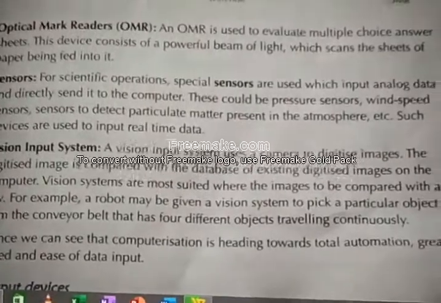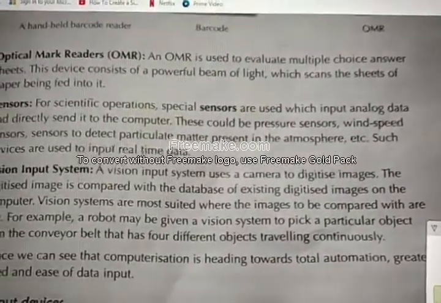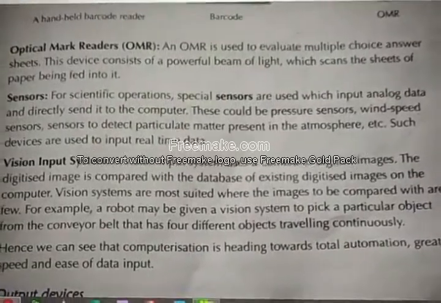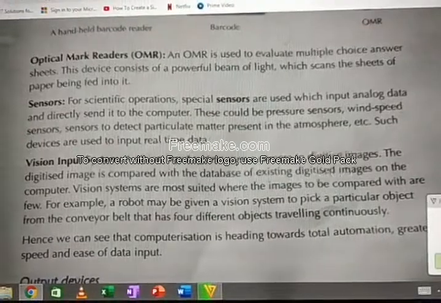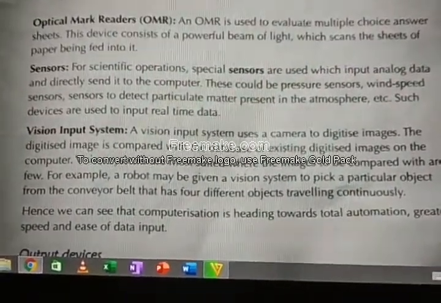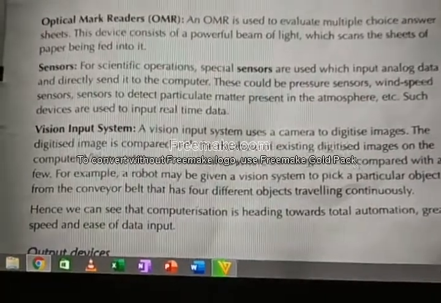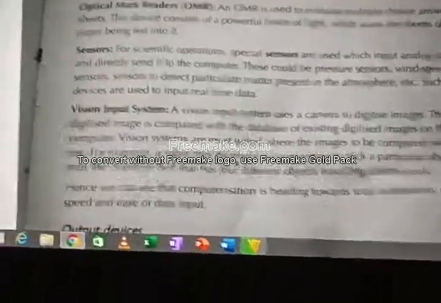Like that, there are many sensor devices. Using sensor devices, it is not necessary to touch the object, but you can read the details about the object. Such devices are used to input real-time data. Vision input, that sensor is an input device. Okay, the vision input system is also an input device.